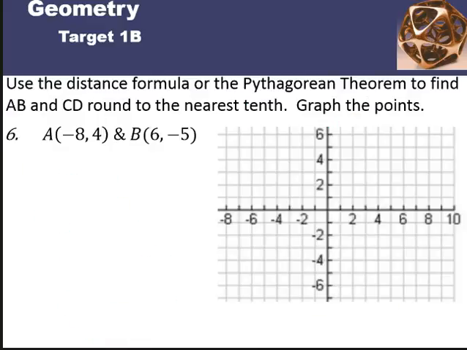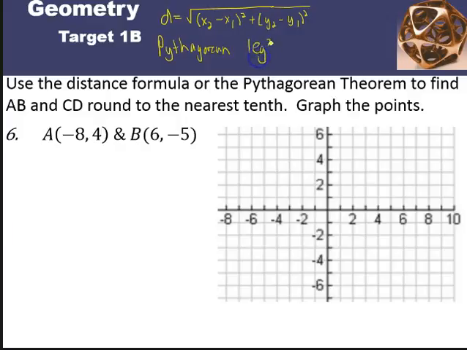Okay. So for number 6, we're going to use the distance formula to find the length of the segment, and we're actually going to do it using two methods. So the first method we're going to use is the distance formula, and remember the distance formula is the square root of x sub 2 minus x sub 1 quantity squared plus y sub 2 minus y sub 1 quantity squared. And the midpoint, and the Pythagorean theorem, I know you all were taught a squared plus b squared equals c squared, but in my class I teach leg squared plus leg squared equals hypotenuse squared. So I'm going to go with that formula for the Pythagorean theorem.